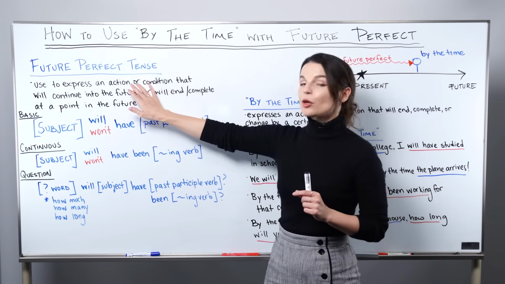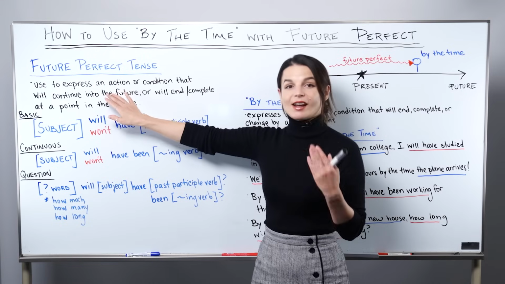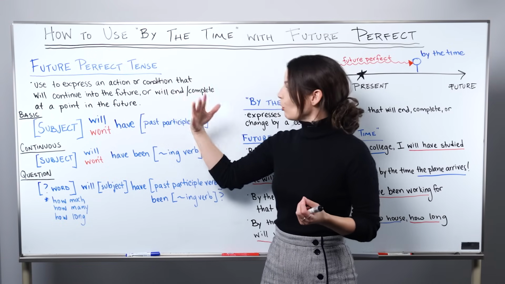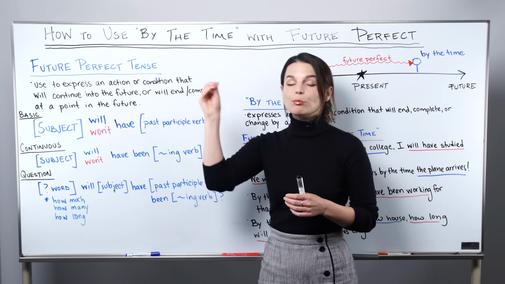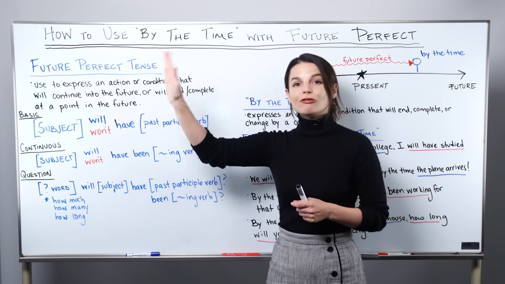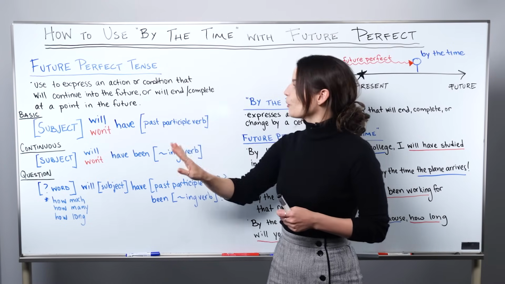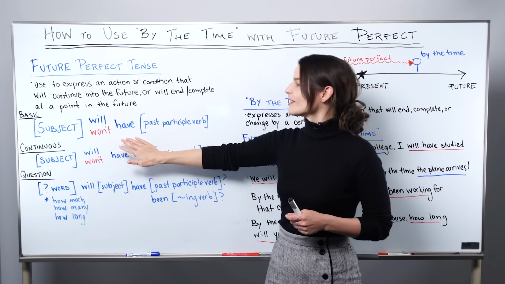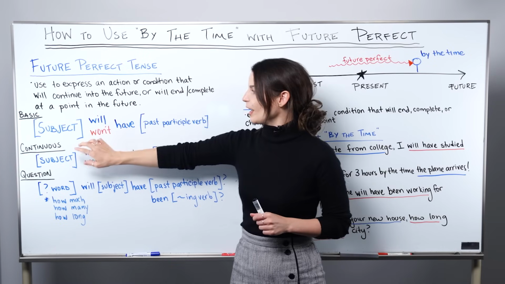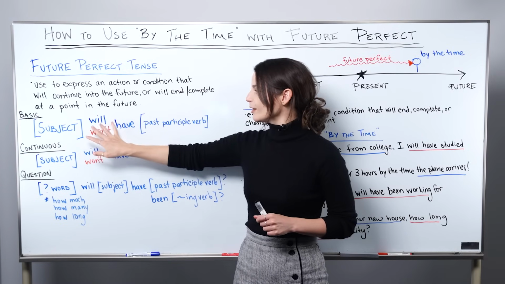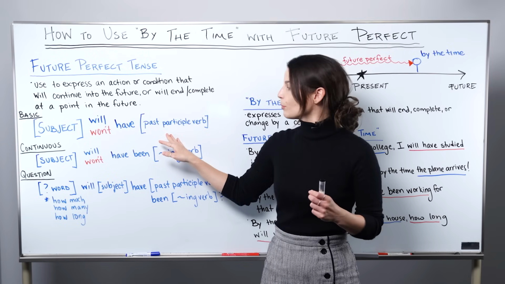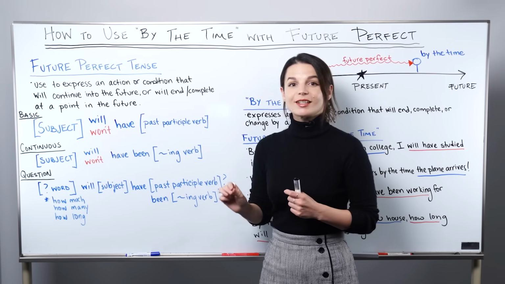So, we use future perfect tense to express an action or a condition that will continue into the future, or it will end or complete at a point in the future. So future perfect tense relates to future points in time. When we make future perfect tense sentences, we follow this pattern for the basic future perfect structure. We have subject plus will, have, and the past participle form of the verb. This makes a simple, positive, future perfect tense sentence.